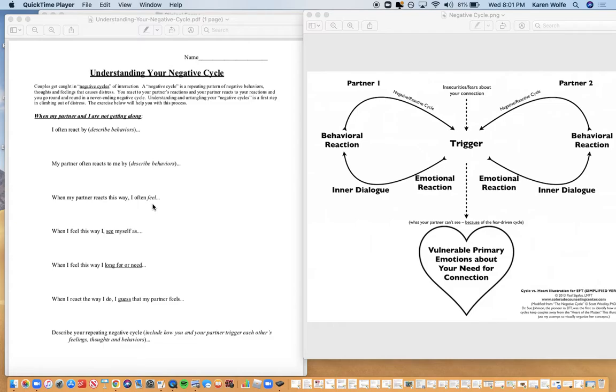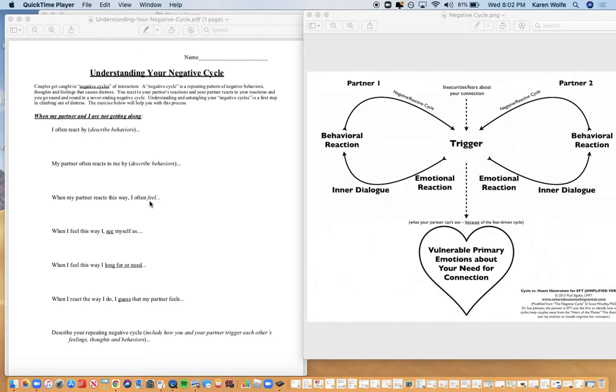Now I give another worksheet to help you identify feelings. If you put the word like after feel, it's not a feeling. I feel like they don't care. There is a feeling there, but that is actually a perception. When I feel this way, I see myself as not being cared for by my partner would be more accurate. These are our perceptions or our inner dialogue. When we're doing the emotional reaction, you want to try and go to actual feelings: sad, mad, scared, frustrated, overwhelmed.